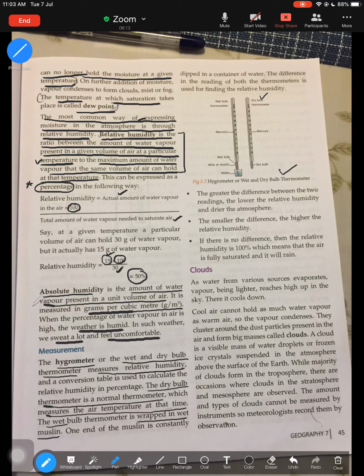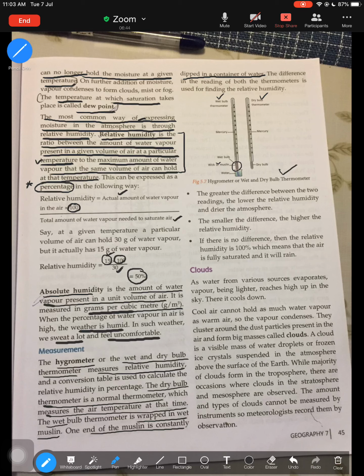It's a cotton cloth, like a quilt cover, isn't it? In earlier times we used to use a plain white one, so that's a muslin cloth. So the bulb of this thermometer is always covered with a muslin cloth. One end of the muslin cloth is constantly dipped in a container of water. That is why we call it a wet bulb thermometer, because the bulb is always covered with a cotton cloth and dipped in water.